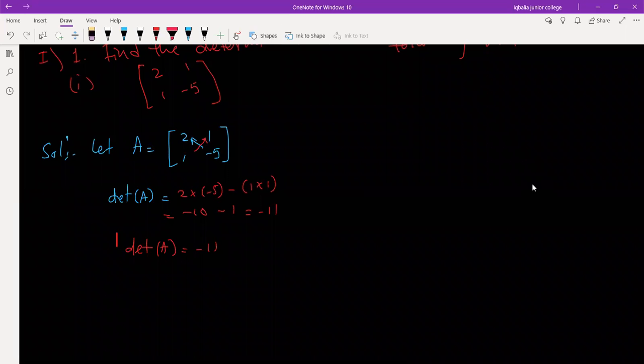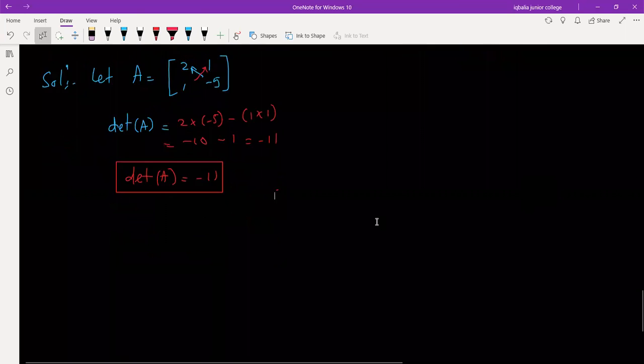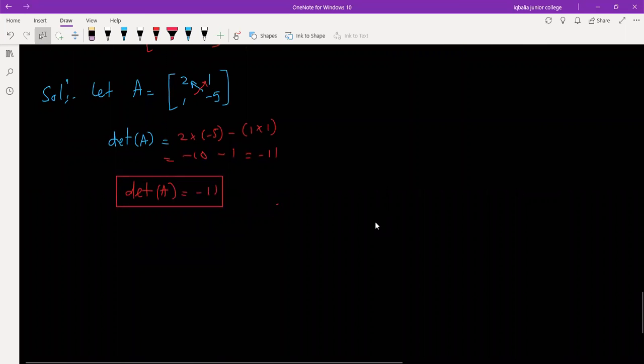Understood, girls? So this is how we are solving determinants of matrices. Now second question. The second question is also very easy. Do it yourself, girls, and let me know your answer. 4, 5, 6, 2. I'm waiting for your answer.